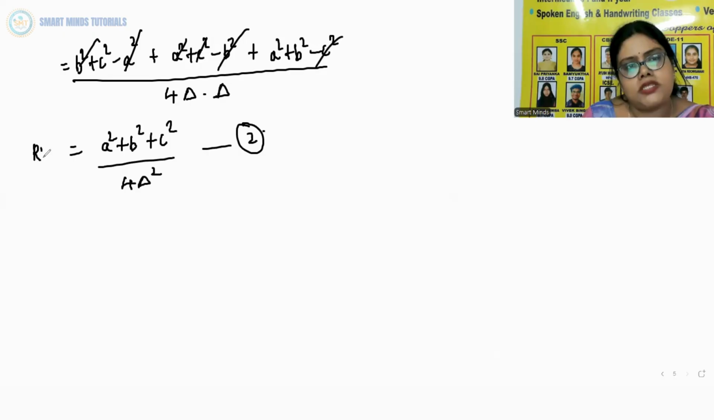And this is RHS. So we got LHS value also and RHS value also. Both we got as a square plus b square plus c square by 4 delta square. Therefore LHS is equal to RHS.